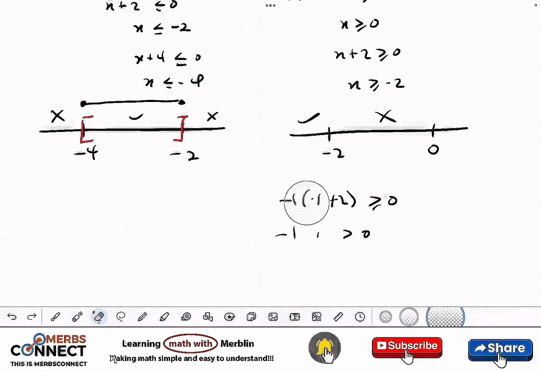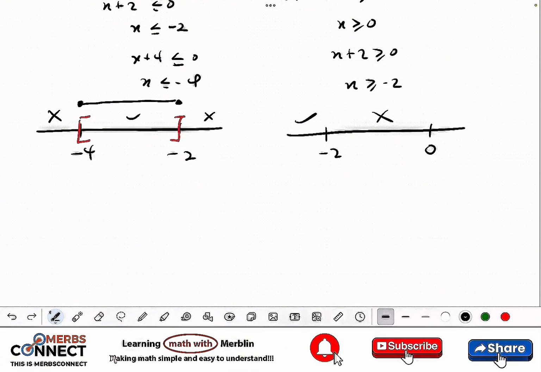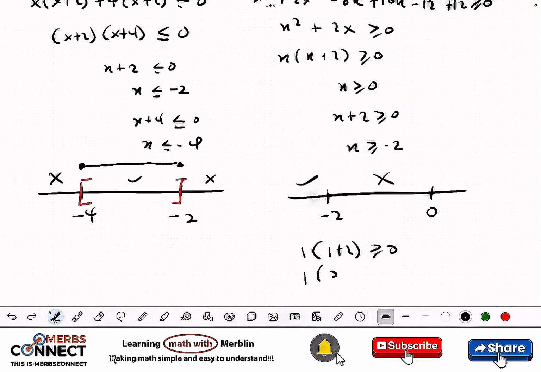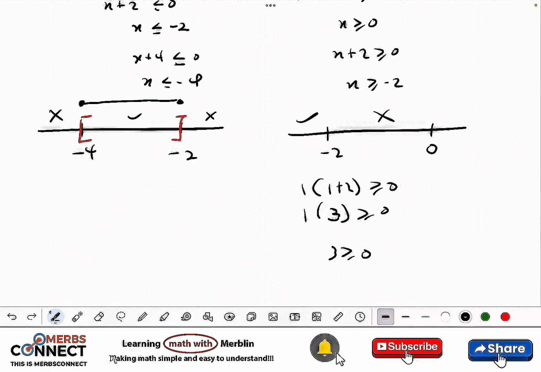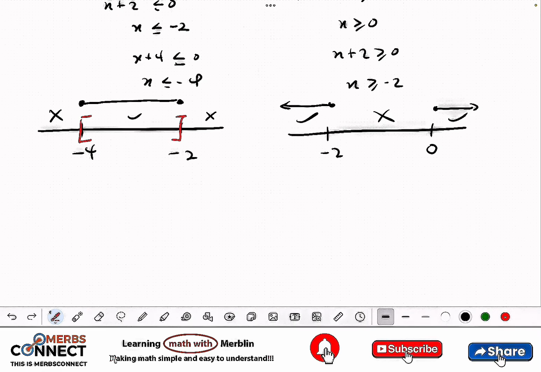Then I'll pick the last interval, something here. I can pick 1. Plug it inside this function. So we are going to have 1 times 1 plus 2 greater than or equal to 0. So 1 times 3 greater than or equal to 0. Yes, 3 is greater than or equal to 0. So this also works out. So when I'm drawing it, I'm going to have this one going this way and this one also going this way. In other words, if I want to use the closed and open, I'm going to have this one to be like this, and this one to be like this. Any of them is true.